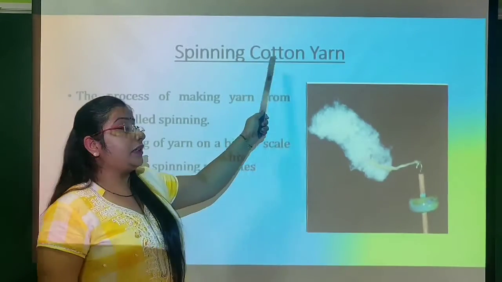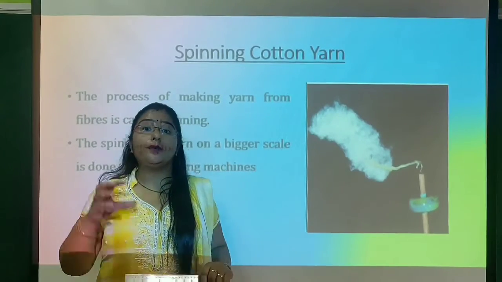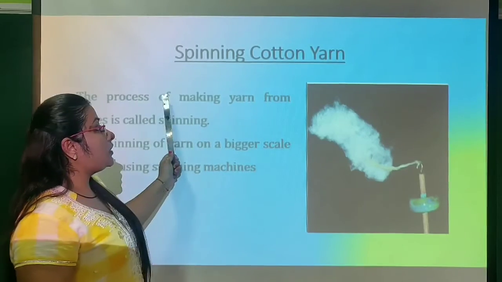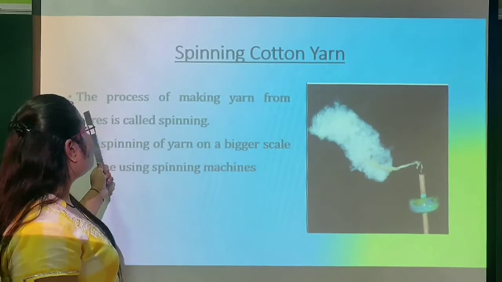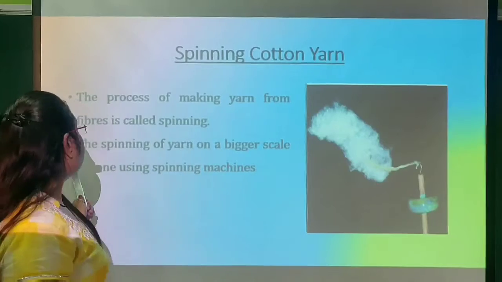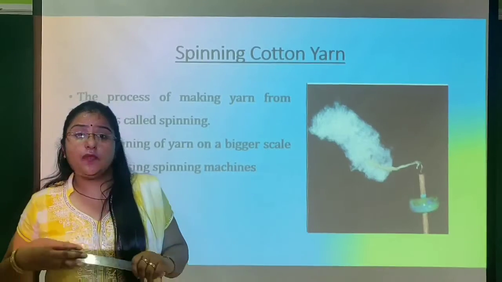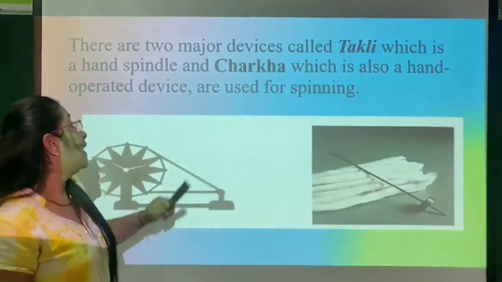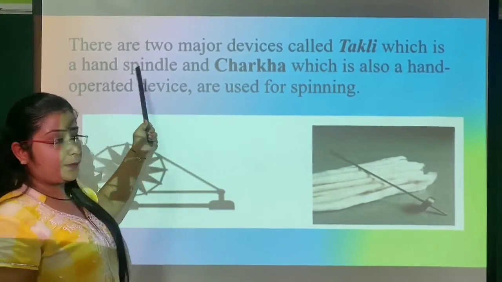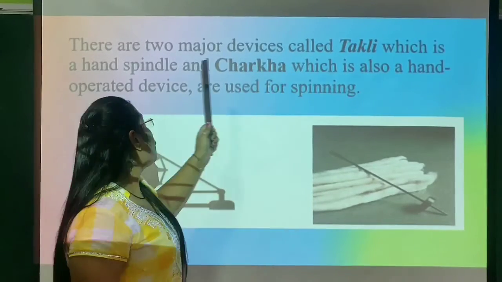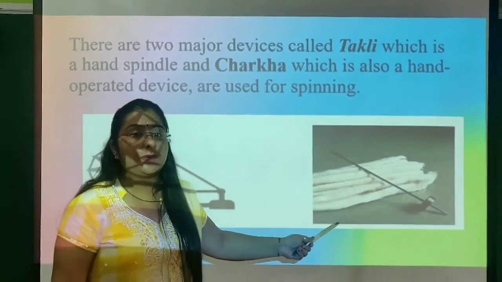Now, spinning cotton yarn. Spinning means how we make the yarn from the cotton fiber. The process of making yarn, meaning threads, from fibers is called spinning. Spinning of yarn on a bigger scale is done using spinning machines. There are various machines to do the spinning. There are two major devices called takli, which is a hand spindle, and charkha, which is also a hand operated device, used for spinning. This is a charkha and this is a hand spindle called takli.